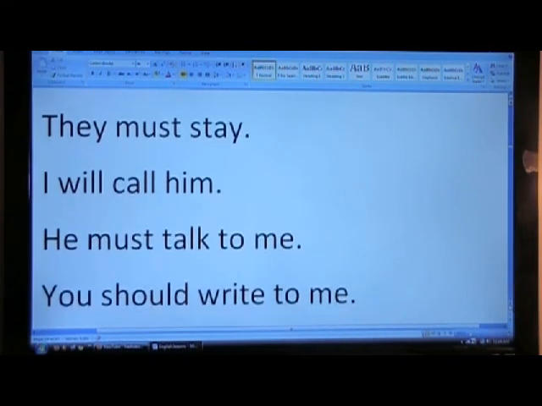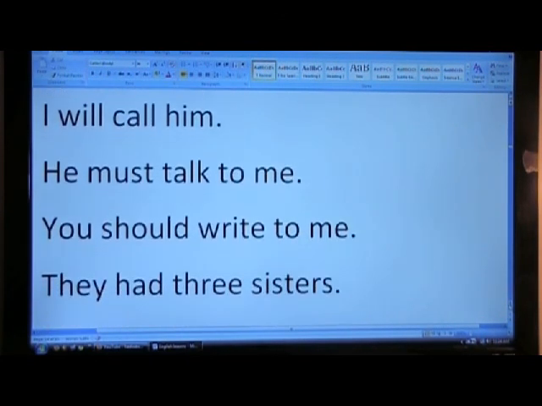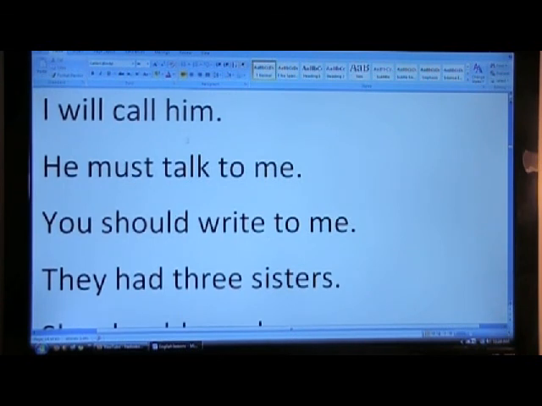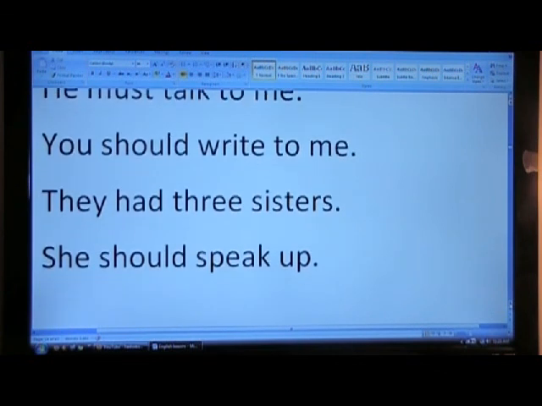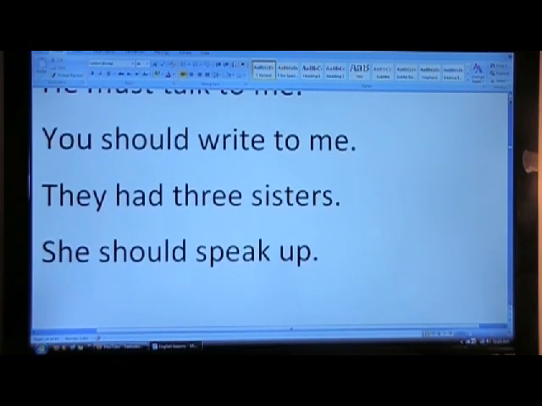More examples. I will call him. He must talk to me. You should write to me. They had 3 sisters. She could, or she should, speak up.